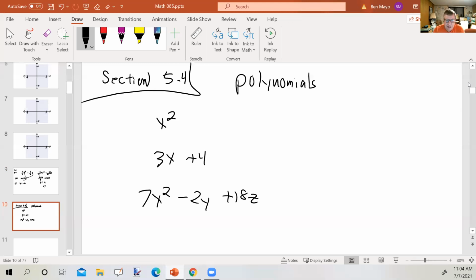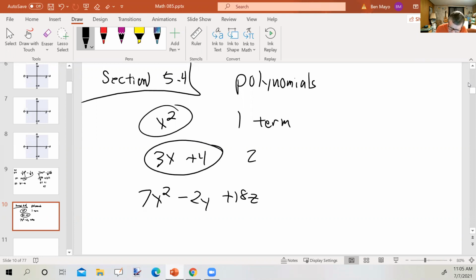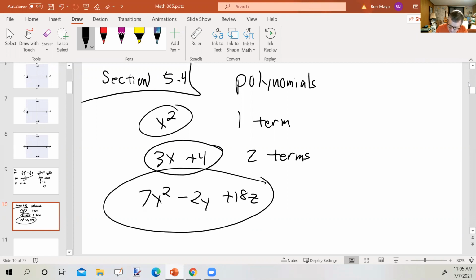Now, there are different kinds of polynomials depending on how many terms there are in the polynomial. What is a term? A term is separated by addition or subtraction. So for instance, x squared has one term. 3x plus 4 has 2 terms. 7x squared minus 2y plus 18z has 3 terms.